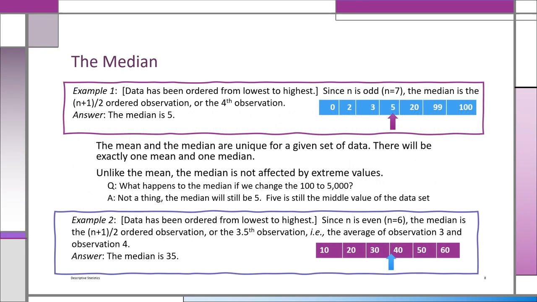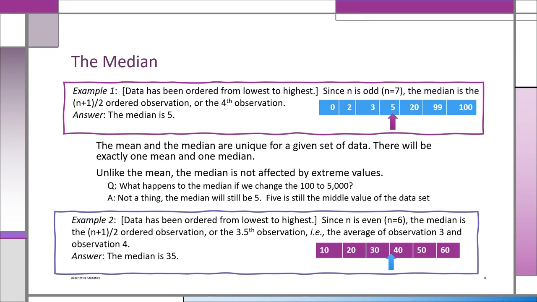Here's an example of the median. Okay, look at the data in front of you: 0, 2, 3, 5, 20, 99, 100. It's been ordered, lowest to highest. n is odd, n is 7. There are 7 numbers there. Since there are 7, the middle value, the fourth one, is the median, 5.